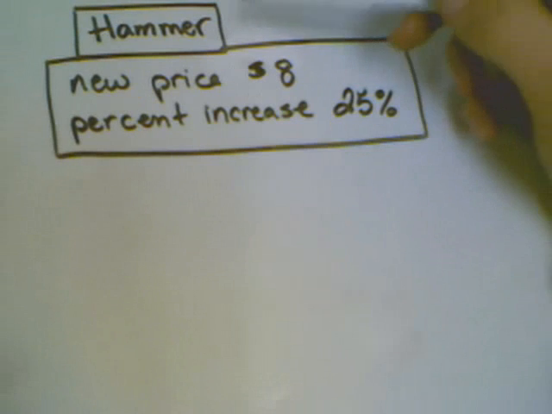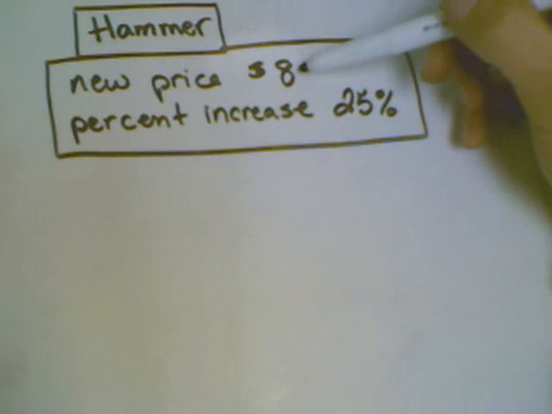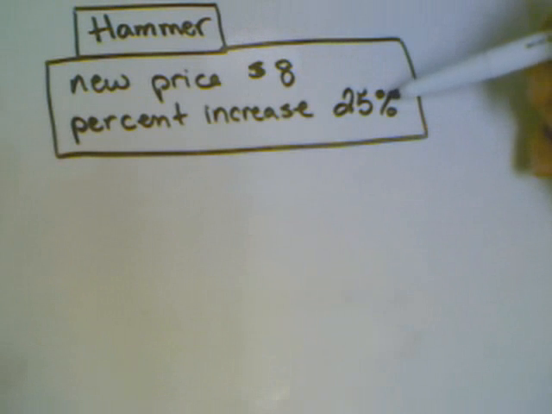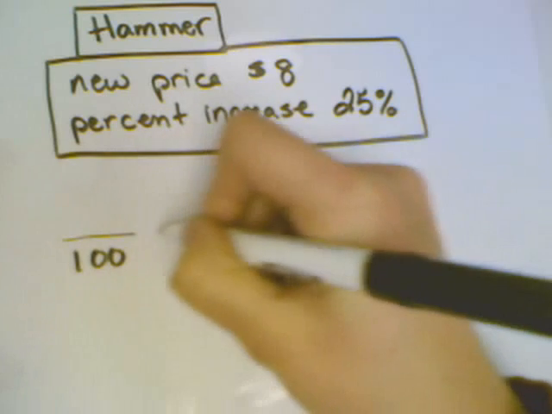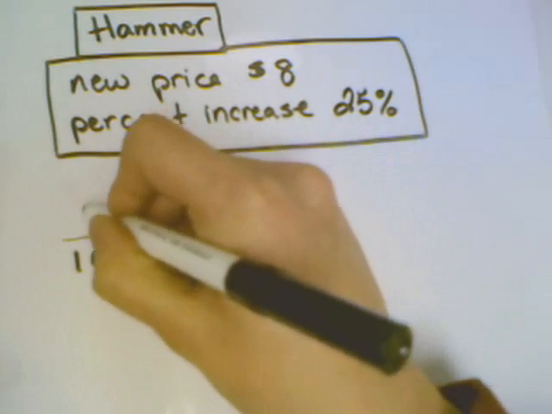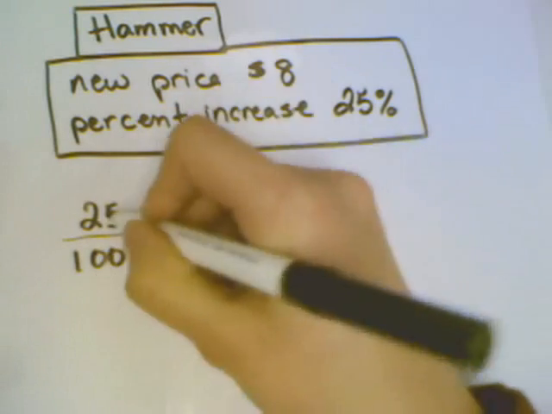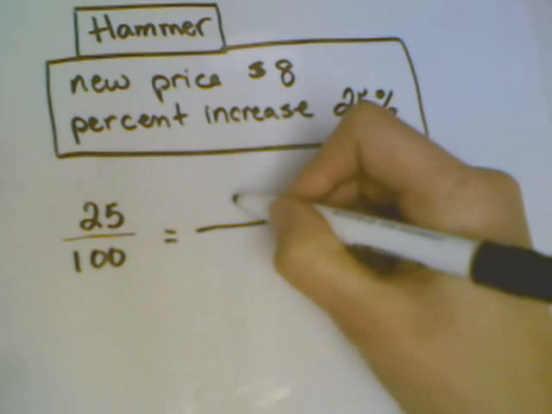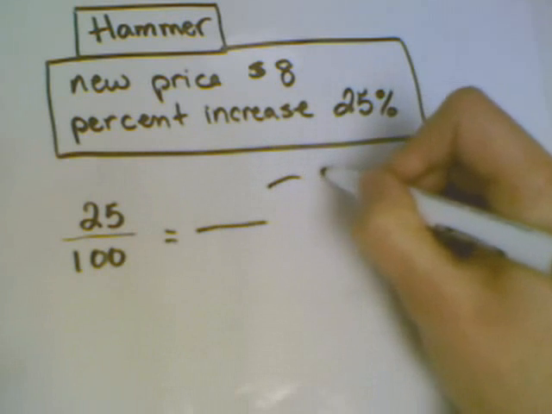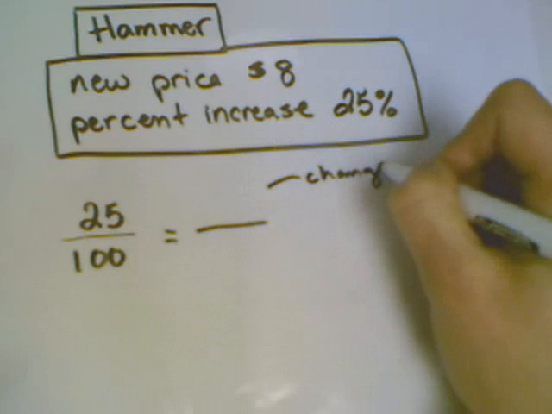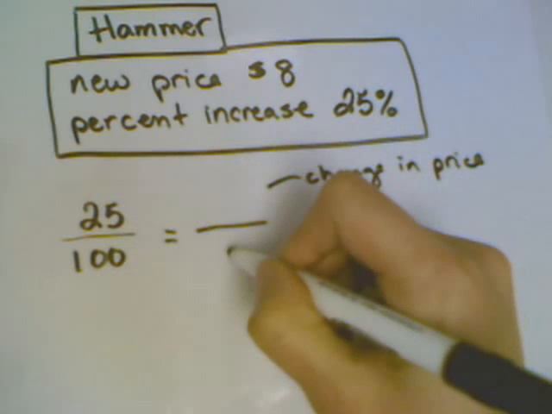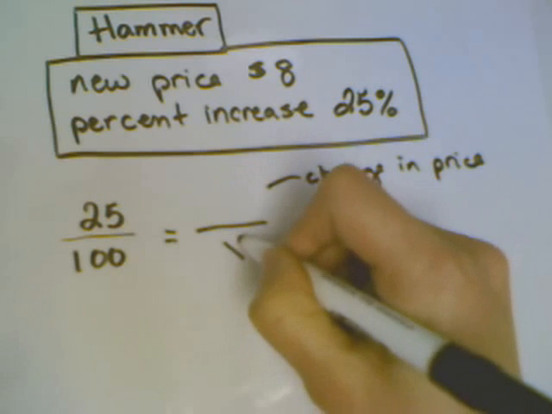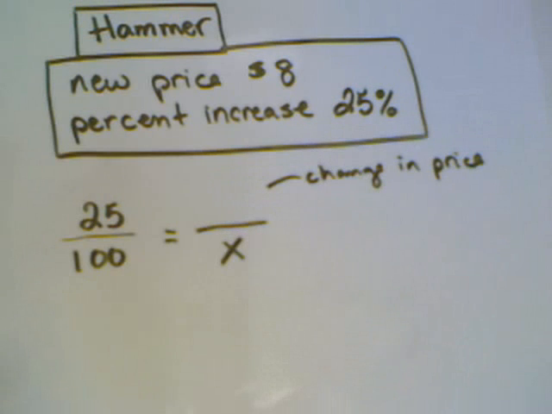In this example, we're buying a hammer. And we know the new price of the hammer is $8. We know the price was increased by 25%, but we're missing the original price. If we go to set up our proportion, I know that 25 will go in for percent change over 100. This is the change in price, and the denominator here is the original price. We don't know the original price, so I'm going to use a variable.